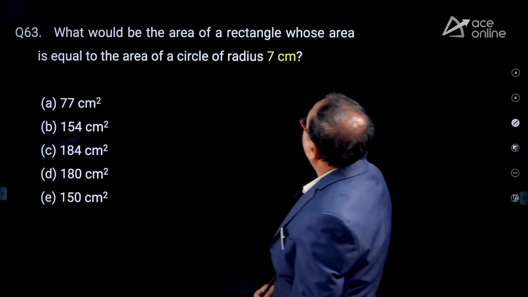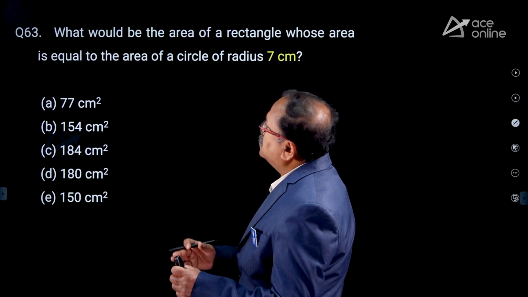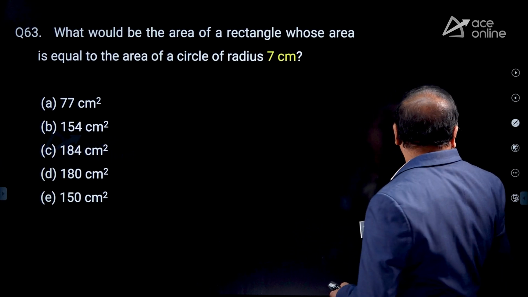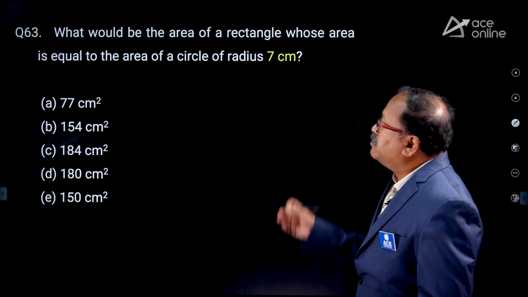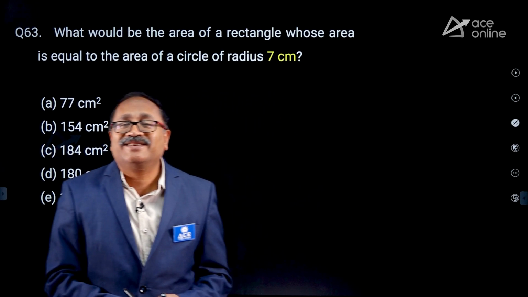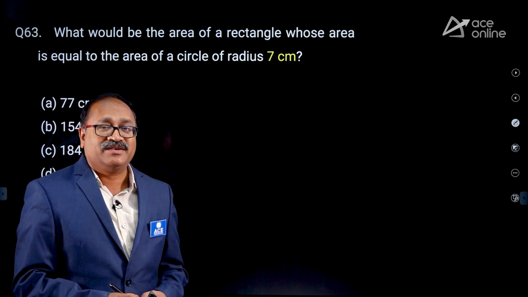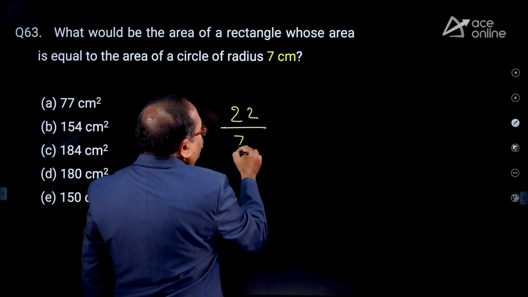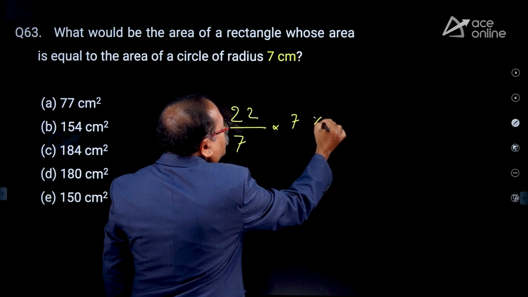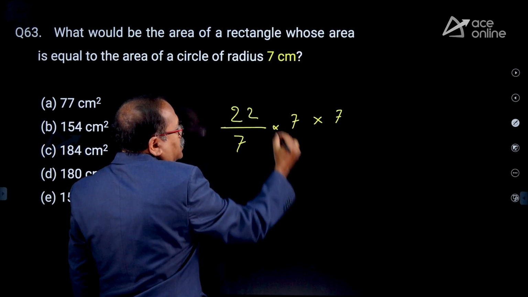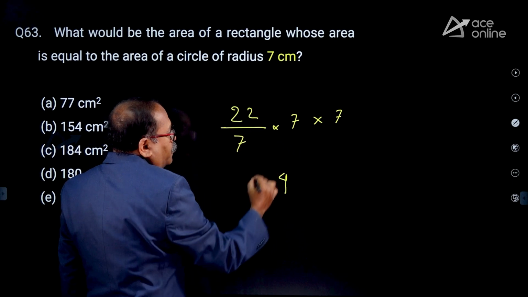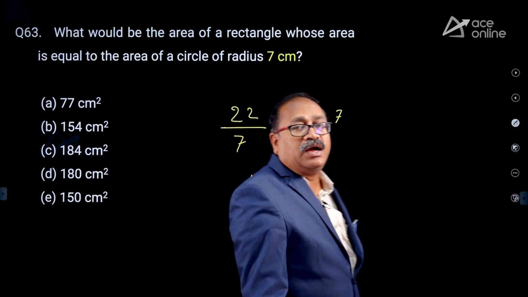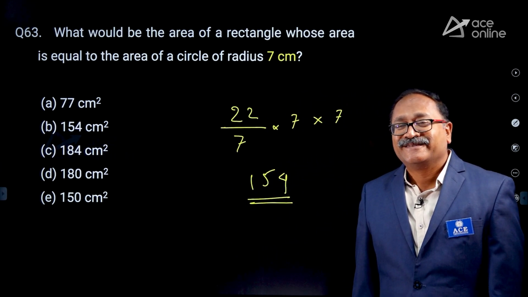What would be the area of the rectangle whose area is equal to the area of the circle with radius 7? That means the rectangle area is the same as circle area. So find out the circle area. Pi r square, right? So let's write down that pi is 22 by 7 and r square, which is 7 into 7. As 1 7 gets cancelled, 7 2 is 14, carry 1, and 14 and 1 15. This is the area of the circle as well as the area of the rectangle.